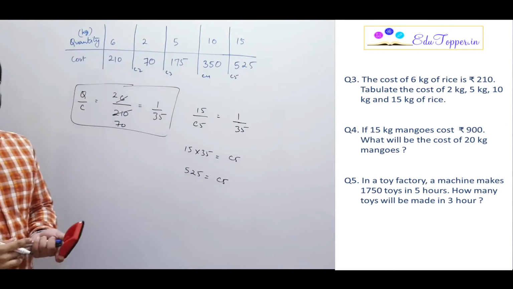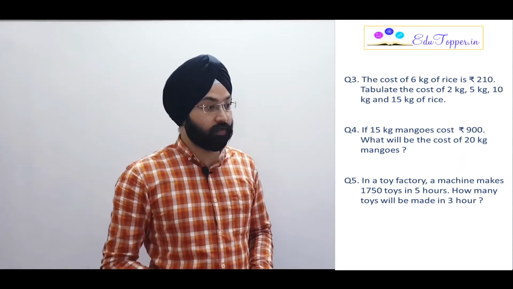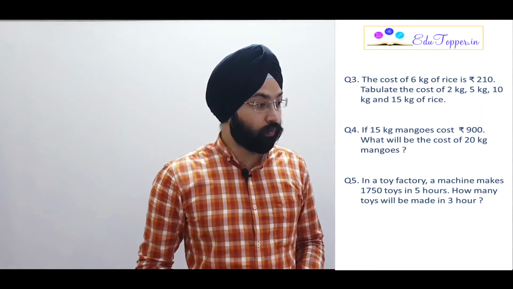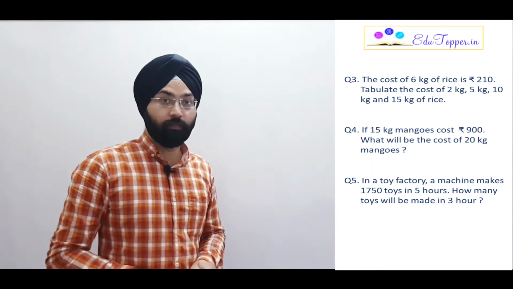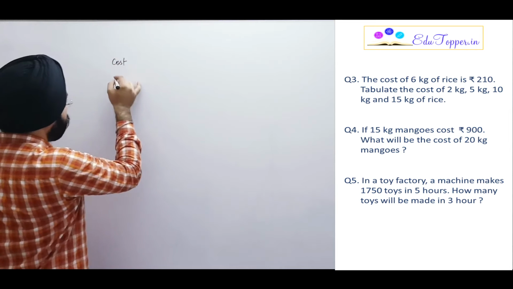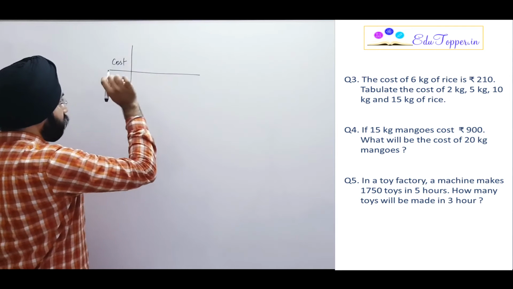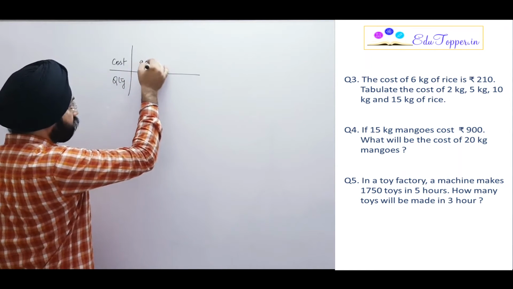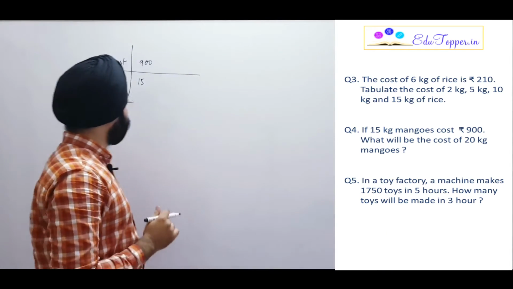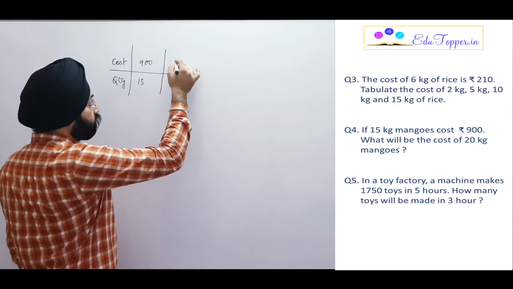All right. So let's move ahead to our next question. Let's move on to our fourth question. The fourth question is, if 15 kgs of mangoes cost rupees 900, what will be the cost of 20 kgs of mangoes? So cost and quantity, right? If the cost is rupees 900, we have 15 kilograms of mangoes. If the quantity is 20 kilograms, what is going to be the cost?